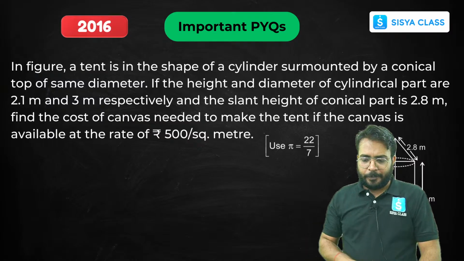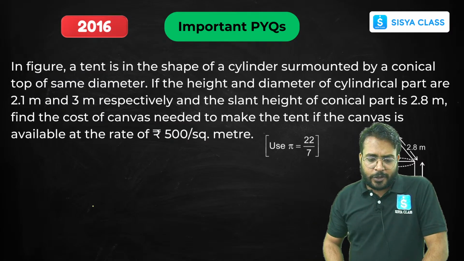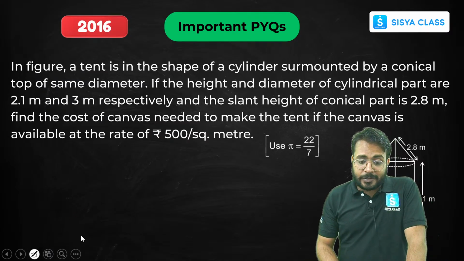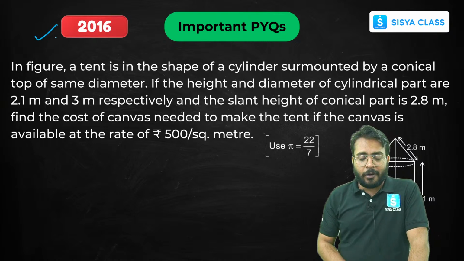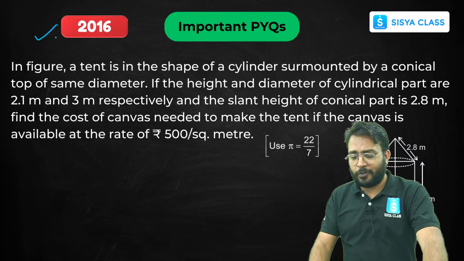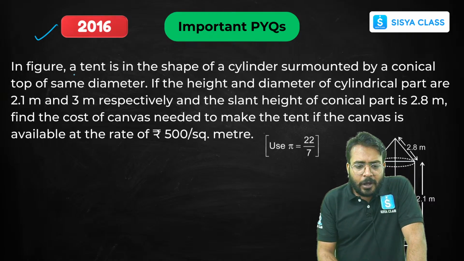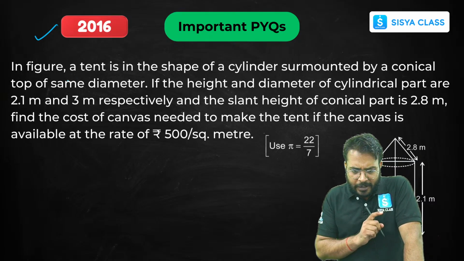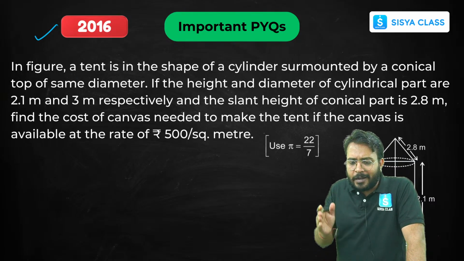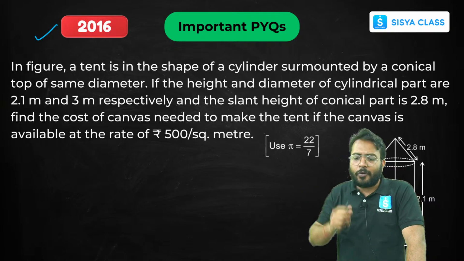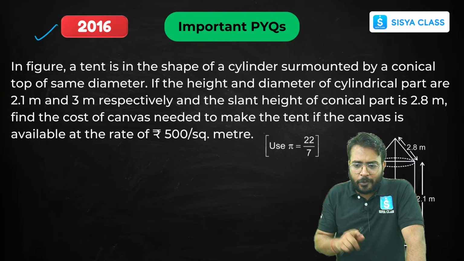Now this question has been asked in 2016 in the CBSE Board, for 3 marks. So what they are saying is, there is one tent in the shape of a cylinder surmounted by a cone. It is shown in the figure also.